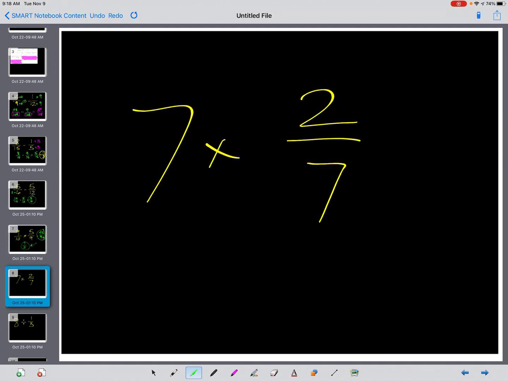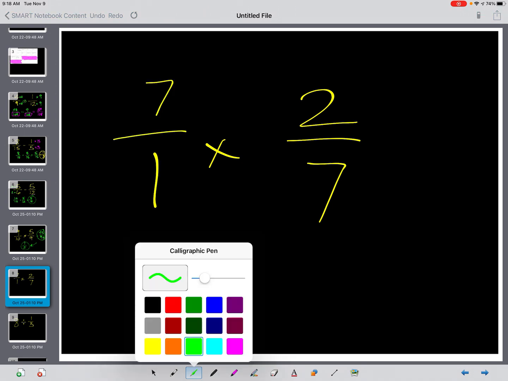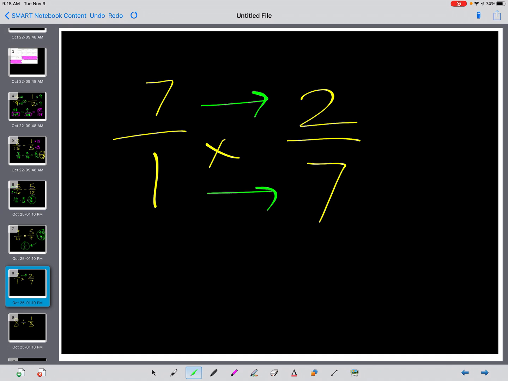Here we have a whole number times a fraction. To help you get through this, just realize that 7 is the same as 7/1. And now you can just multiply across. So 7 times 2, 14. 1 times 7, 7. Simplify this. 14/7 is 2.